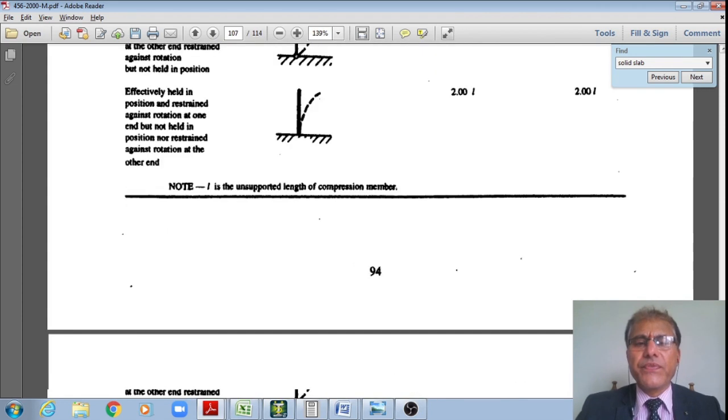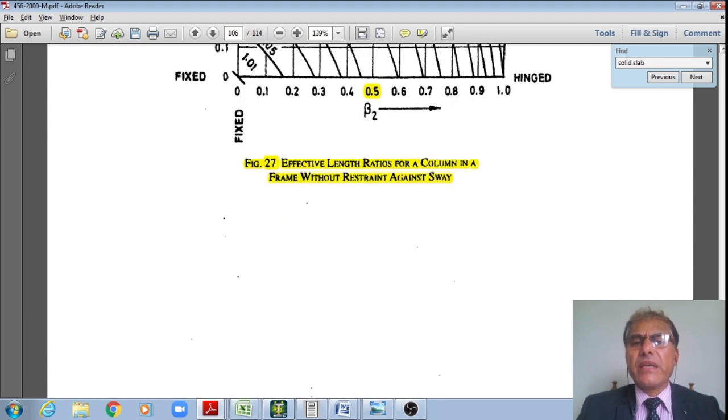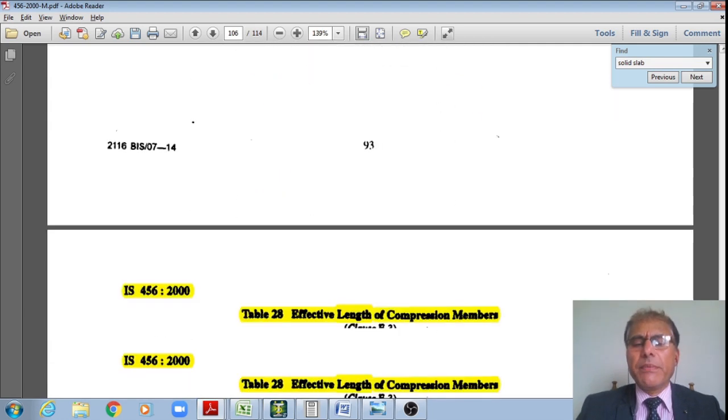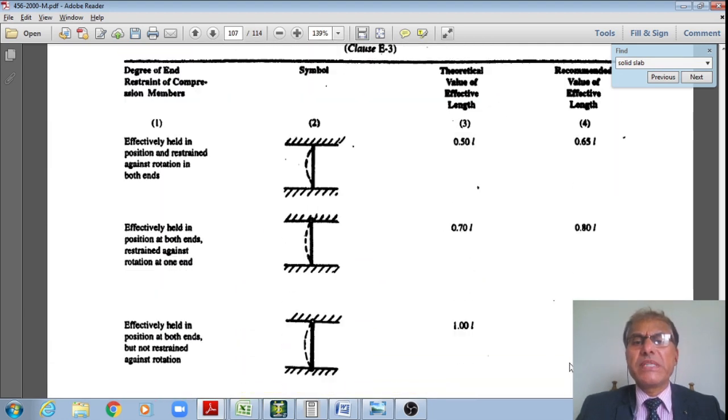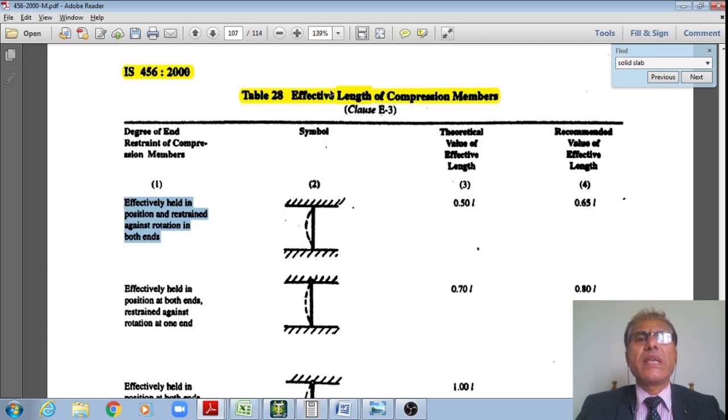Now the code says that if both ends are fixed like this, fine. In the previous class also we have discussed this elaborately. Please see this. Therefore I am assuming this condition effectively for general manual calculation. The code says that Table 28 gives the effective lengths of the compression members from IS 456. Now both the ends are effectively held in position and restrained against rotation at both the ends, because I am assuming that there are no lateral loads. I am not analyzing for the wind. Therefore that is my assumption.